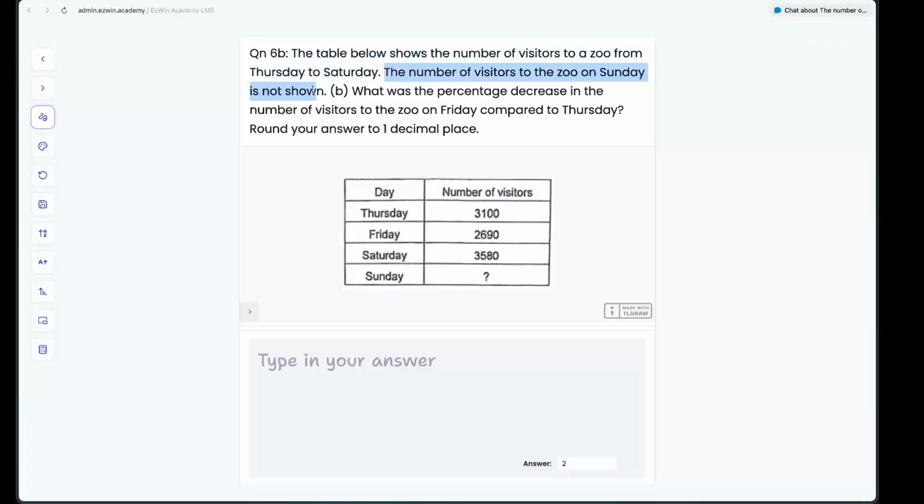Question 6b. The table below shows the number of visitors to a zoo from Thursday to Saturday. The number of visitors to the zoo on a Sunday is not shown. What was the percentage decrease in the number of visitors to the zoo on Friday compared to Thursday? Round your answer to 1 decimal place.